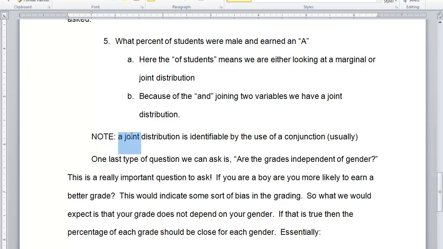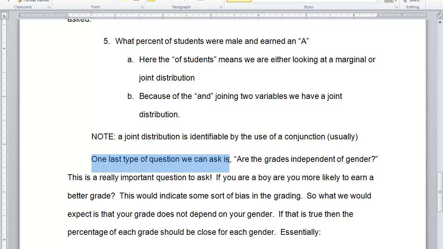Now, note, a joint distribution is identifiable by the use of a conjunction. Usually, there are some weird things in the English language which would make a joint distribution but not use a conjunction, or maybe be marginal and have a conjunction in it. You know, there's just some weird ways to write stuff. But usually a joint distribution is going to have a conjunction in it, right?